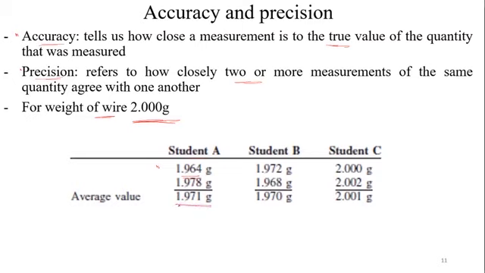The average value of that is 1.971. Student B did the same thing, he tried to weigh the wire twice, so it gave him these two results, and the average value was 1.97. The third student, when he tried to weigh the wire, got these two values, 2 and 2.002, and the average value is 2.001.